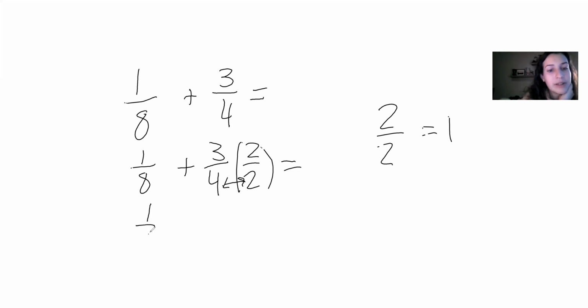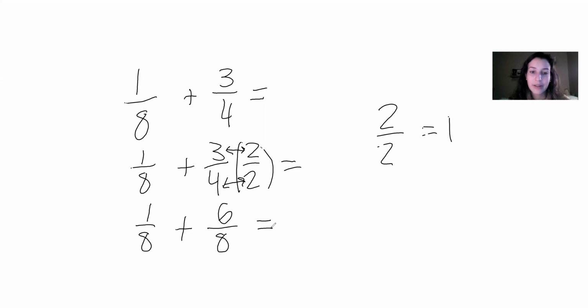So continuing on, we have 1 over 8 plus, now we see 3 times 2 is going to be our numerator, so that's 6 with 4 times 2 in the bottom. So that is now 6 over 8, which makes sense. If you were given 6 out of 8 and asked to simplify it, you should be able to get that it is 3 over 4, just by dividing both the numerator and denominator by 2.